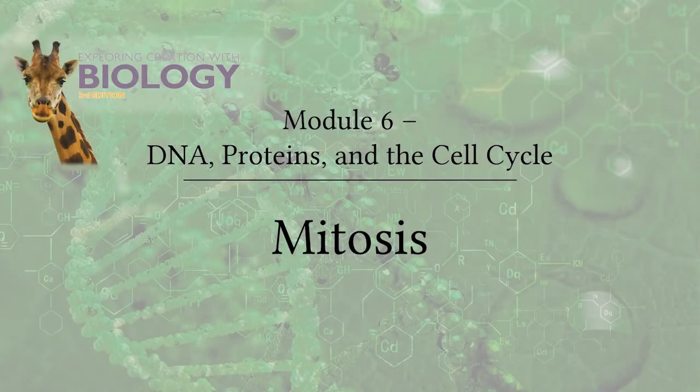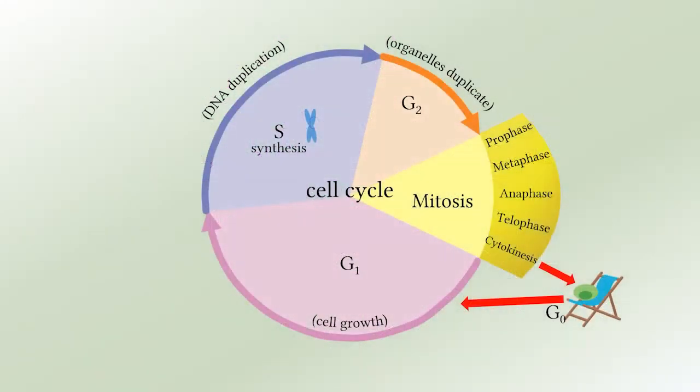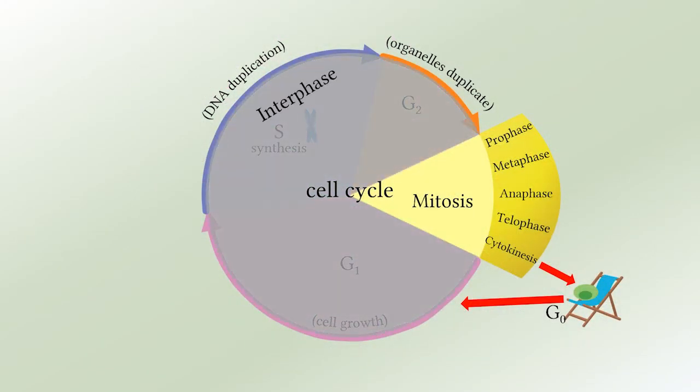Module 6, DNA, Proteins, and the Cell Cycle. Mitosis. Last section we covered interphase of the cell cycle. I had mentioned that there are two major cell cycle phases, interphase and the mitotic phase. The mitotic phase is the part of the cell cycle when the cell actually divides in two. Both mitosis and cytokinesis happen during the mitotic phase.